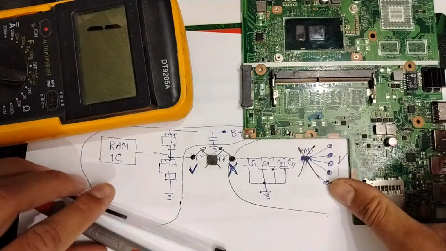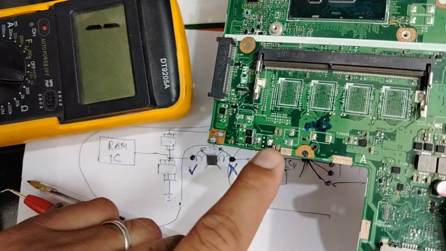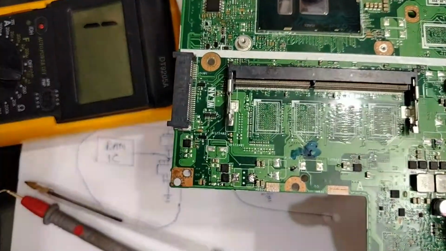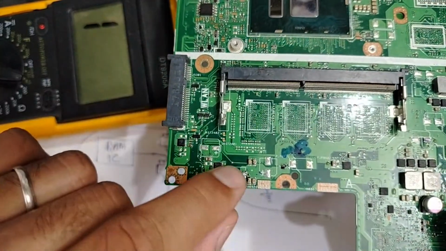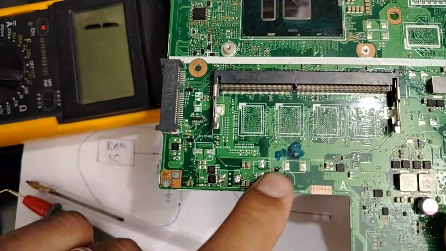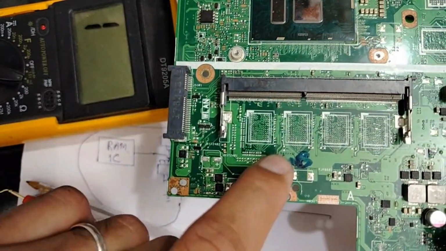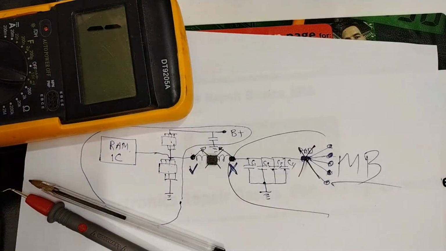I'm going to remove this one. Before removing, because my friend, if I remove the capacitors one by one, I will do it randomly, but I should first remove this one to separate the short, to separate the motherboard from this side. Okay?